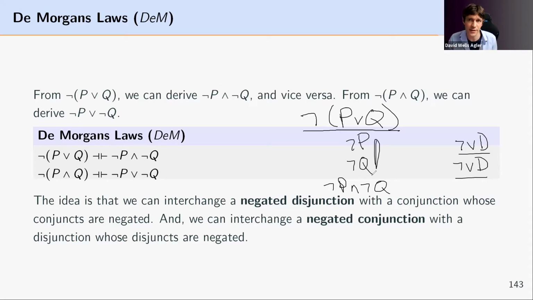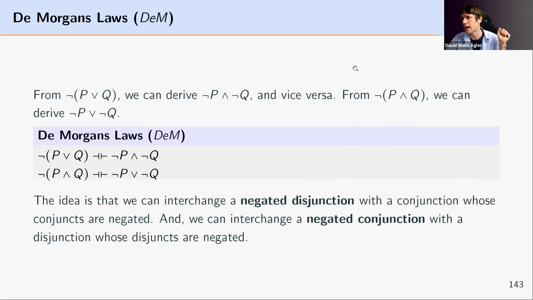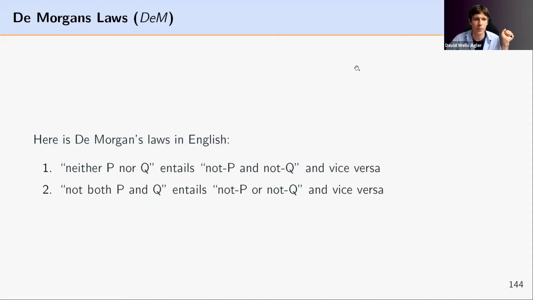The difference, though, is that in this case, we can reason the other direction. You can reason from this conjunction with the two negations back in the other direction. So it's a little bit different from the tree rules from propositional logic. Okay, so let's take a look at DeMorgan's Laws.